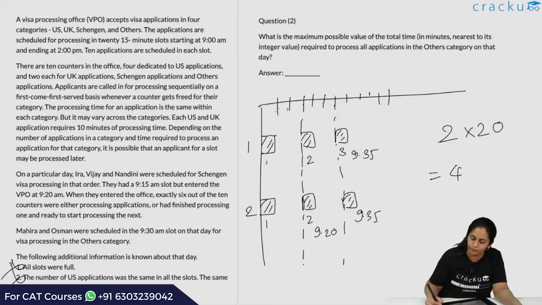So there are a total of 40 applications, and each application at max is taking 5 minutes. So this is 40 into 5. So at max this is taking 200 minutes as such.